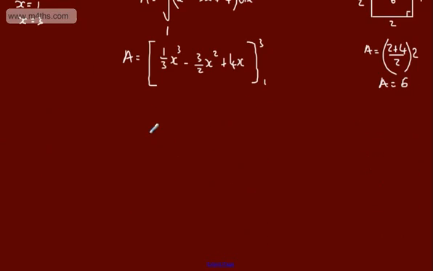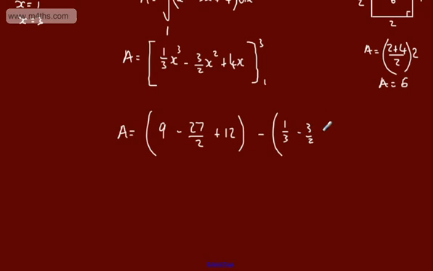So what we're going to have then is the following. The area is going to be equal now to, and I'm going to do this fairly quickly. So that's going to be 27 over 3, which is 9. That's going to be now 27 over 2, so minus 27 over 2. Again, in the exam, show that you're subbing this in, plus now 12. From that, we're going to subtract 1/3 minus 3 over 2 plus 4.